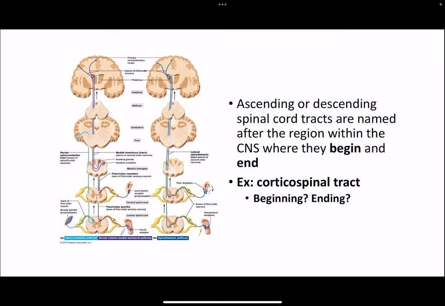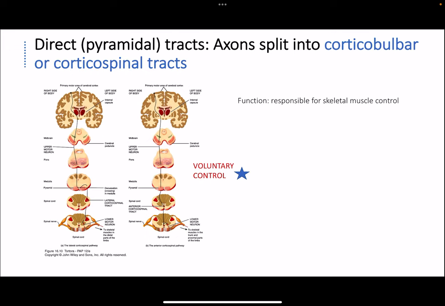So if you look at these and you think about them in this way, it becomes a little bit easier to understand their function, where the pathway is starting, and then where the pathway is ending. All right. So with that, we'll begin talking about some of these.